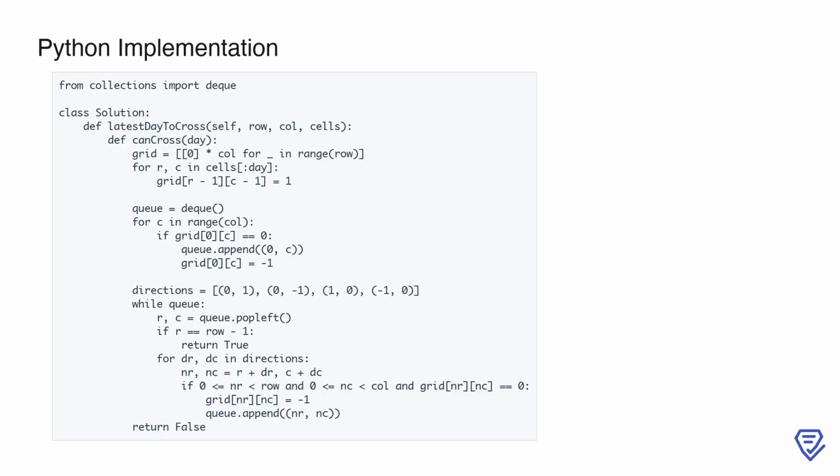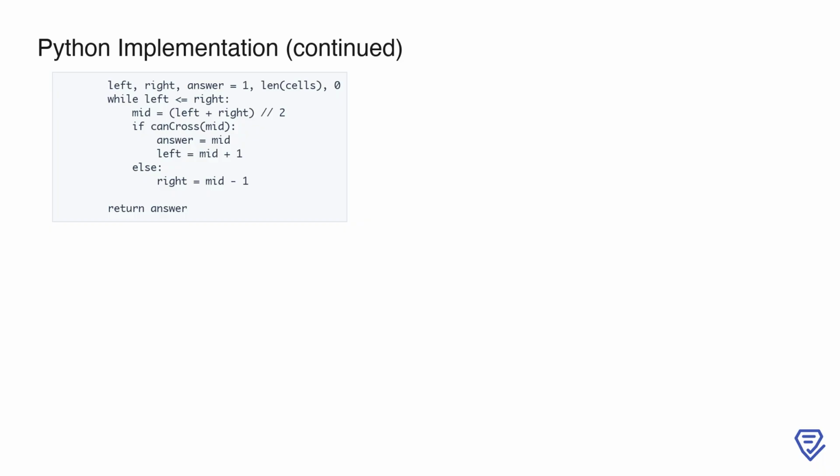If we reach the last row during the search, it means crossing is possible, and we return true. Otherwise, for each neighboring cell, if it's within bounds and unvisited, we mark it as visited and add it to the queue. If the queue is exhausted without reaching the last row, we return false, indicating that crossing is not possible on that day. Now, we move on to the binary search implementation.